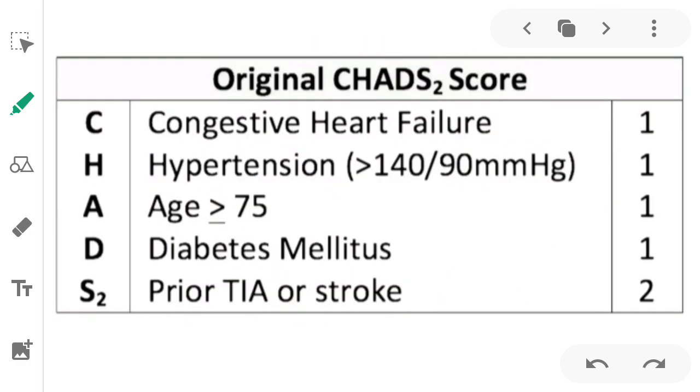C in CHADS2 score stands for congestive heart failure. H stands for hypertension. A for age greater than or equal to 75. D for diabetes mellitus. And S for previous transient ischemic attack or stroke. Each factor scores 1 except previous transient ischemic attack or stroke, which scores 2.